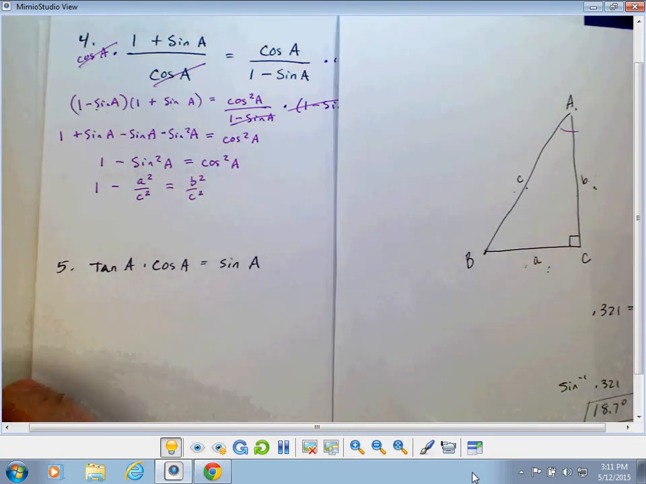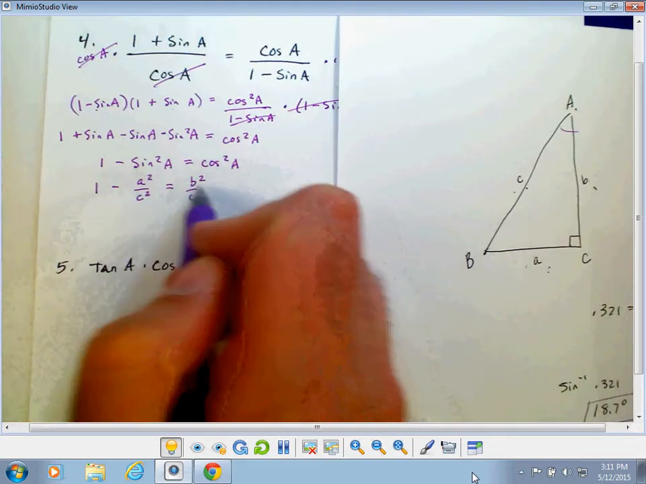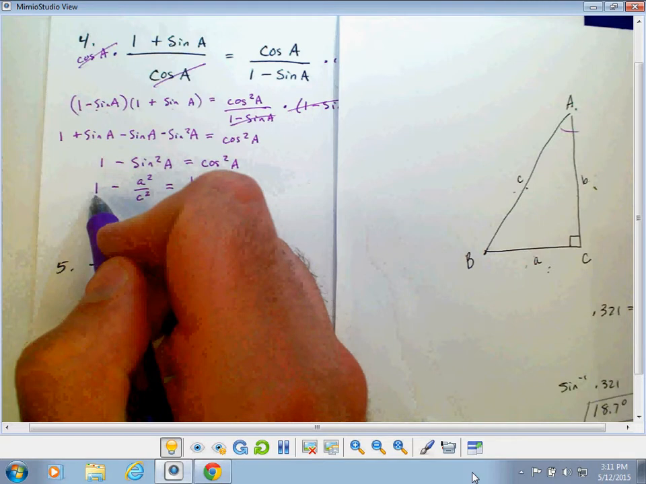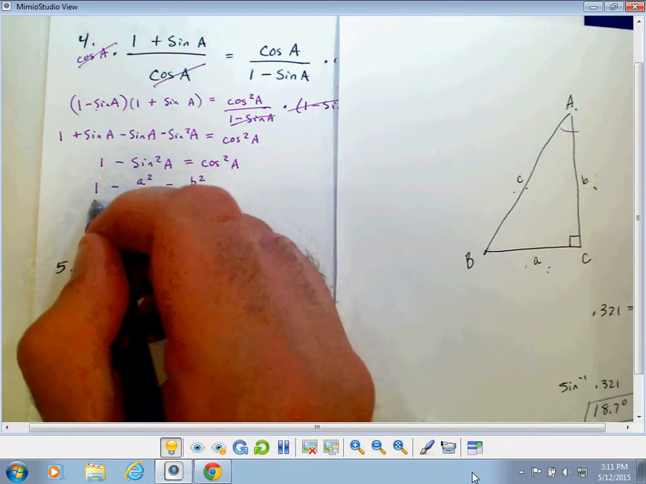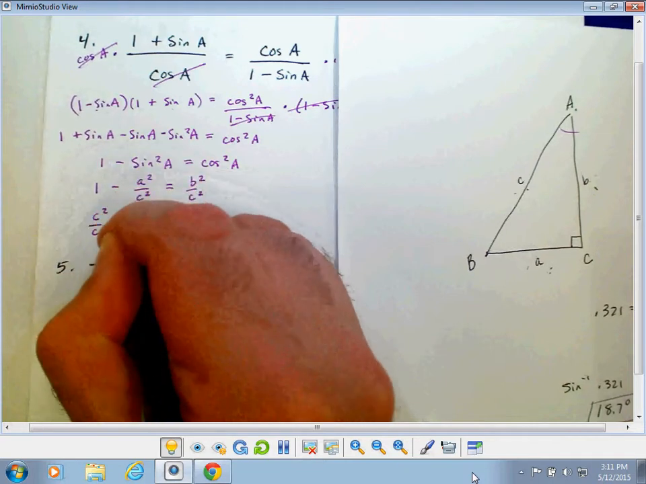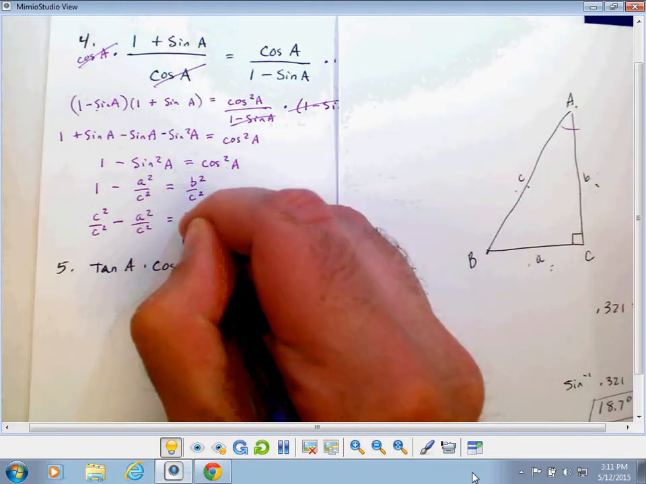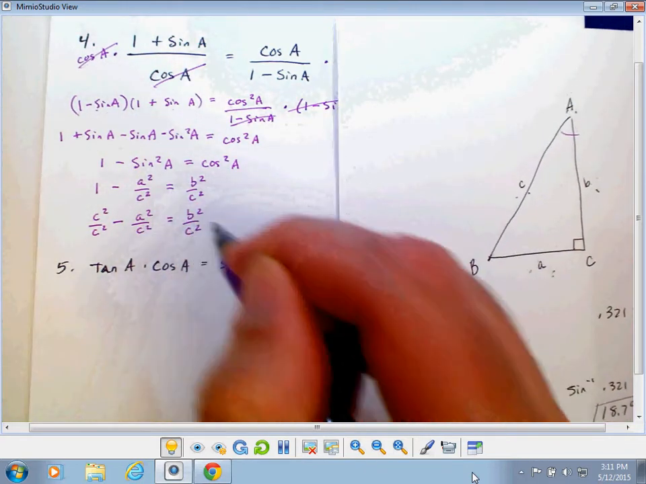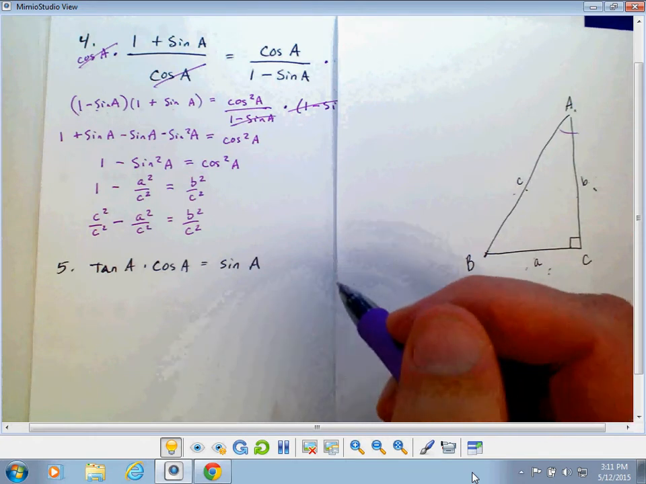So you can see again that we're still in that position where we have this 1 that is not in the same pattern as the others. So just like we did with that other problem, instead of this being a 1 written like this, I'm going to write it over c squared, but to do that I've got to make it c squared over c squared minus a squared over c squared equals b squared over c squared. But I think maybe you can see where this is going, just like the other one.